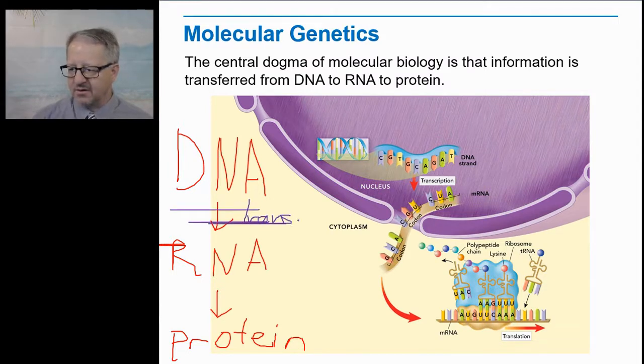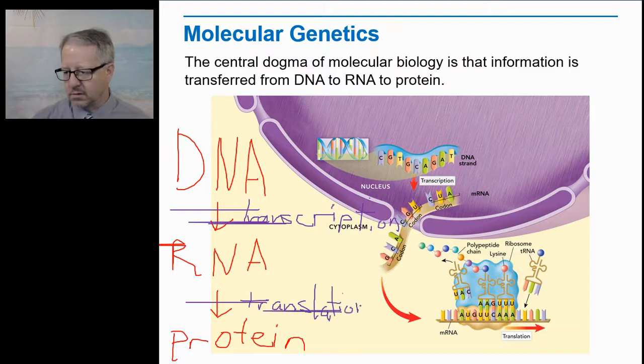Hard to read when it goes crazy like that. Transcription. It's a long word. Transcription, and this is translation. Okay? Hard to read, but I think you get the idea. Transcription is DNA to RNA. Translation is RNA to protein. Okay? This is what represents the central dogma of molecular biology.